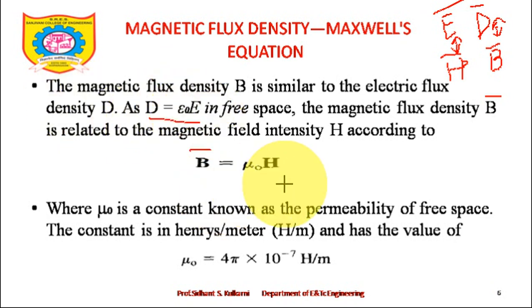What is epsilon? Epsilon is the permittivity of free space. And what is mu 0? Mu 0 is called permeability. What is the difference? Permittivity is the ability to have the existence of electric field. And permeability is the ability to have the existence of magnetic field. So permittivity and permeability are two different things. So epsilon 0 and mu 0, that we have gone through. Mu 0 is a constant known as the permeability of free space, whose value for free space is given by 4 pi into 10 raised to minus 7 Henry per meter.